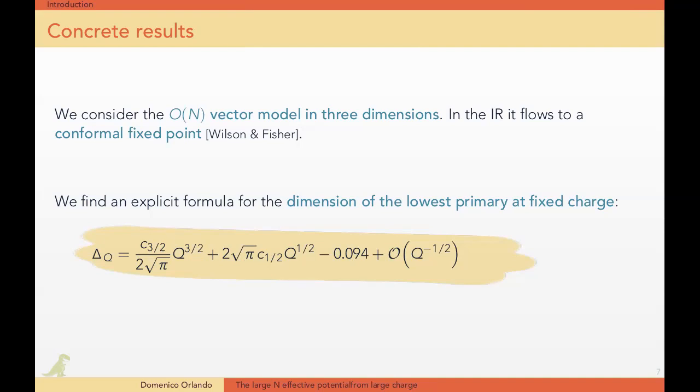So what did we do after we got this result here? Well, the first reaction was, this is too simple to be true, so we need to see where it's valid. So I keep saying large charge, but I didn't say how large.